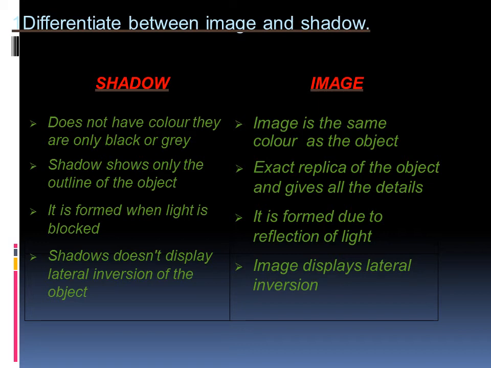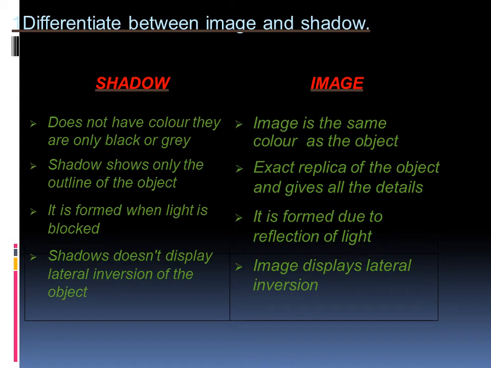An image is an exact replica of the object and gives all the detail. That means if on the chest there is a white stripe, the white stripe is also seen. That means not only the outline, the exact image of the object is seen. Then it is formed due to reflection of light, not blocking of the light. An image is formed due to reflection of the light.